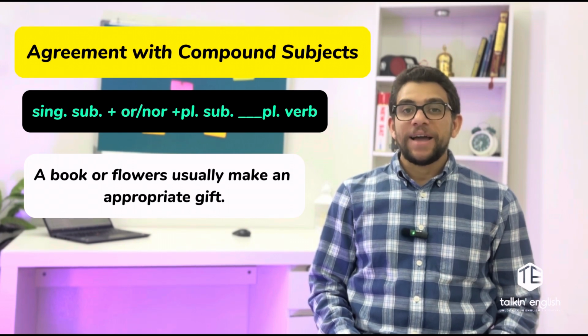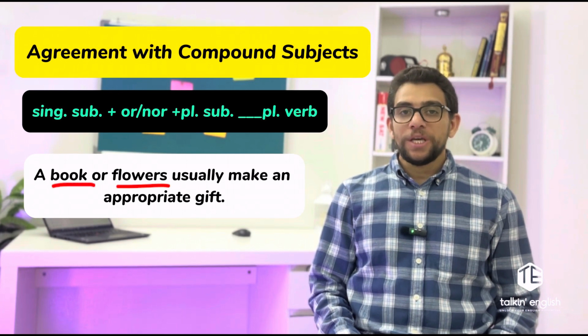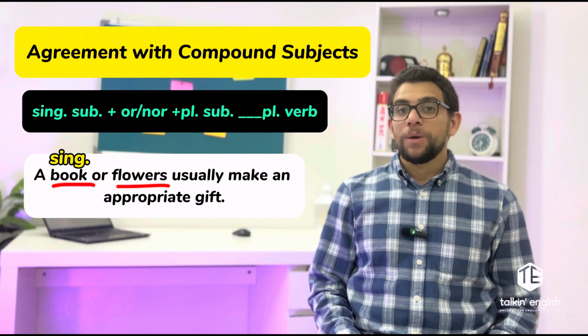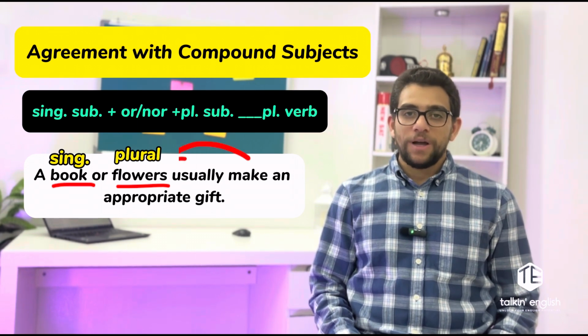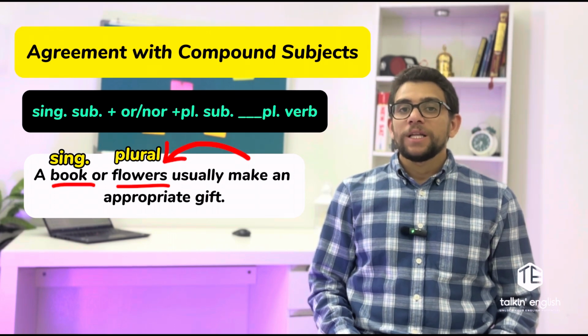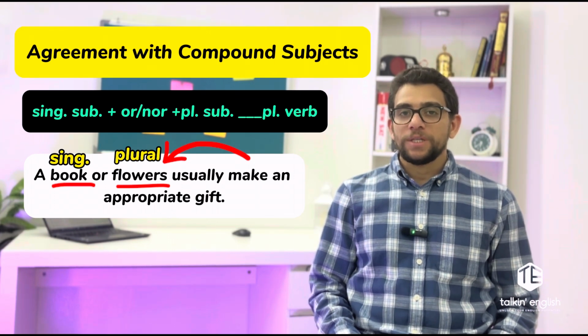As you can see here, I have a compound subject. The compound subject here is made up of these two words: book, flowers. Book here is singular and flowers is plural. In this case, the verb has to agree with the subject closer to it. Which one of these two subjects is closer to the verb? Is it the word book or the word flowers? It is the word flowers. The word flowers is plural. That's why a plural verb has to be used here. The plural verb that is used here is the word make.